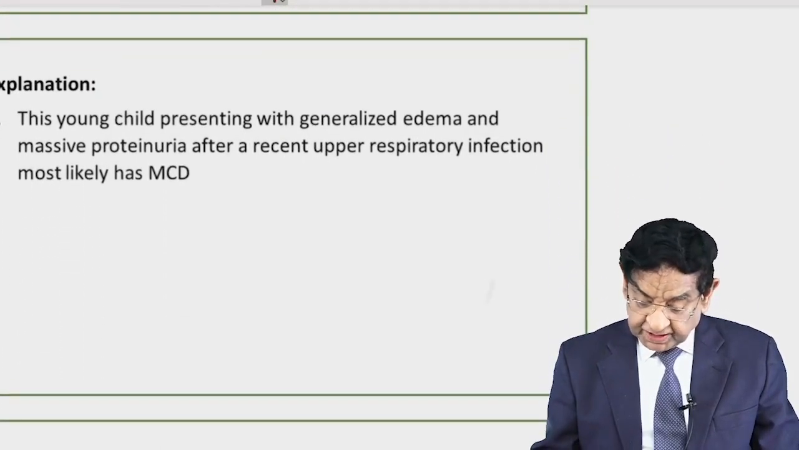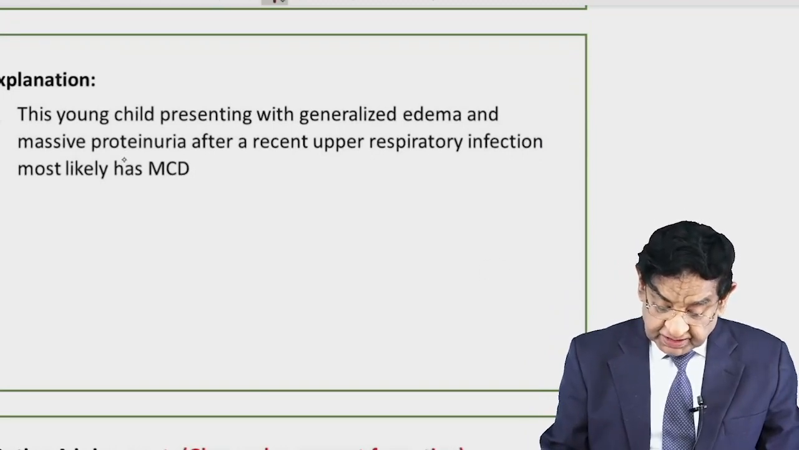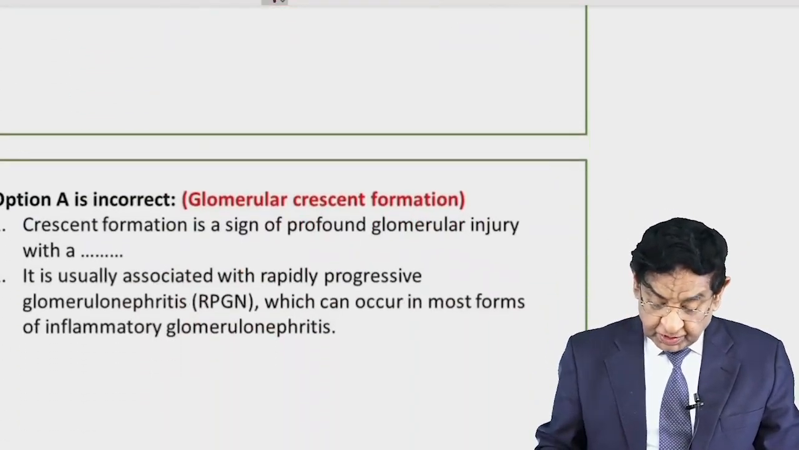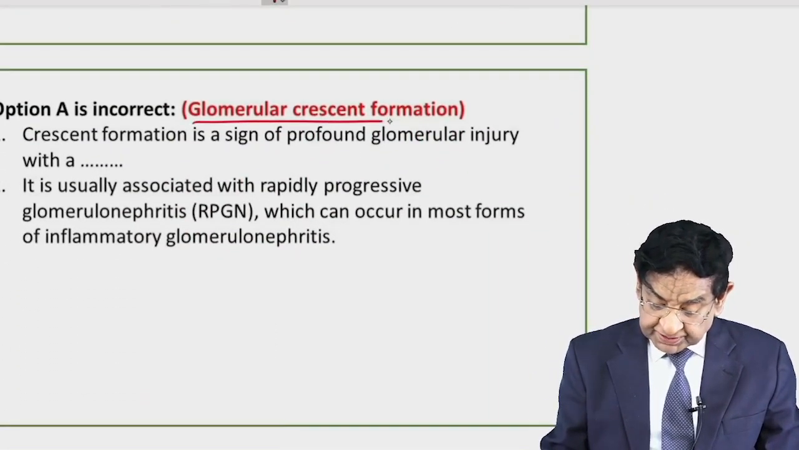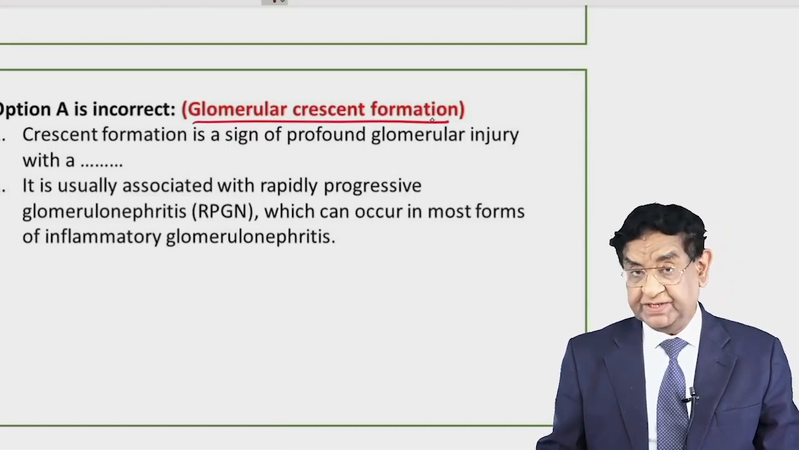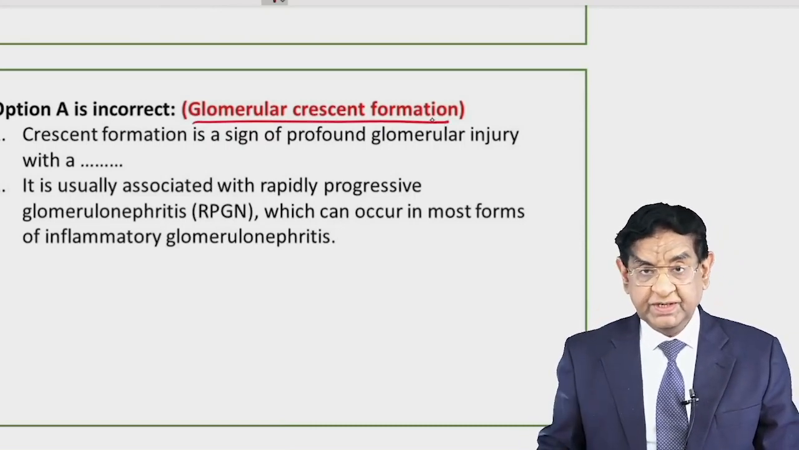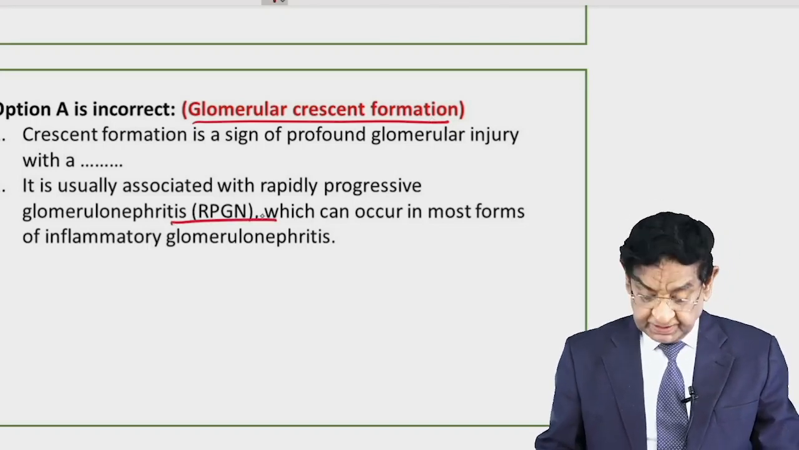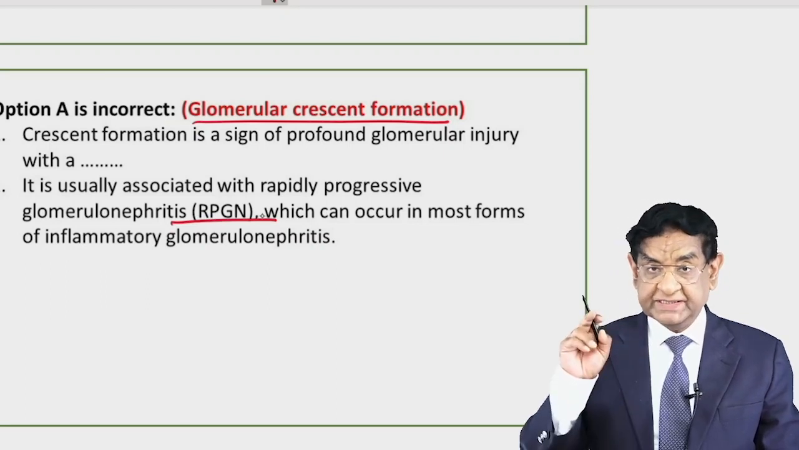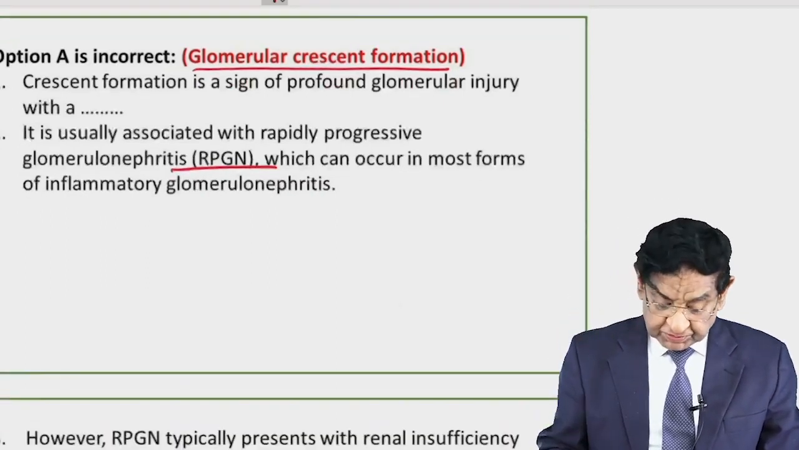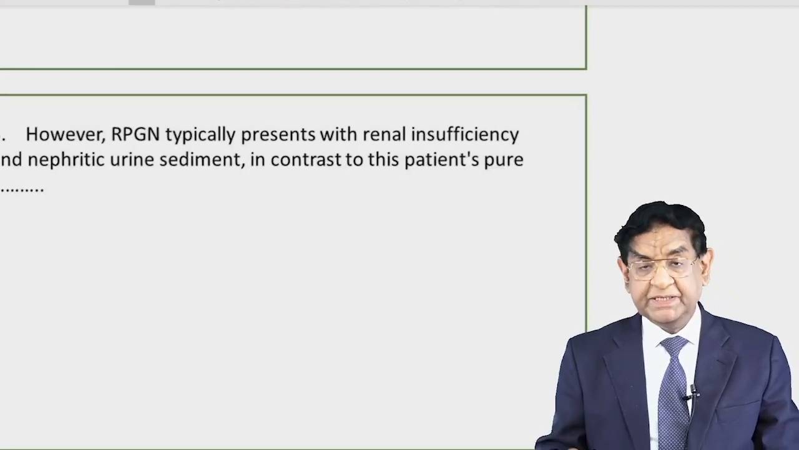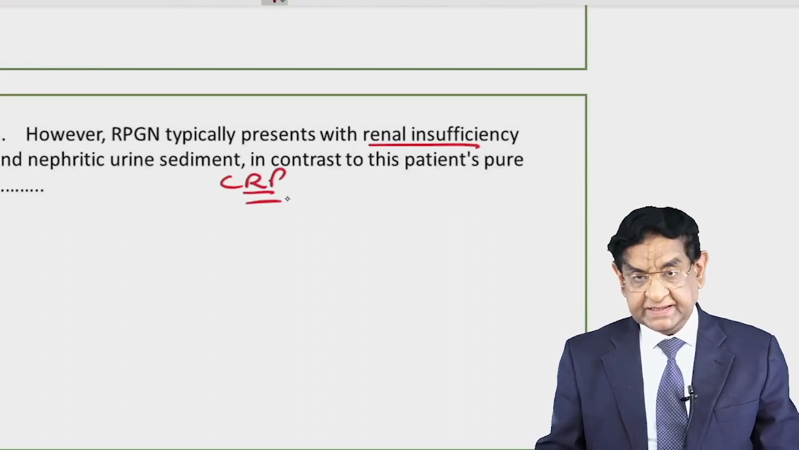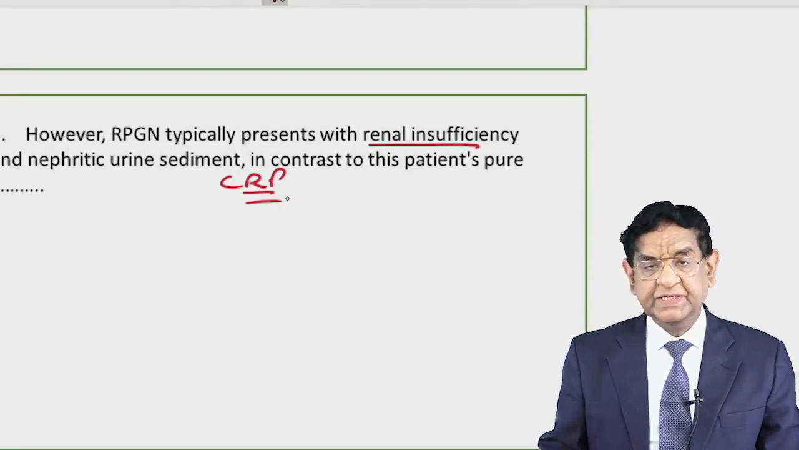However, we'll discuss the other options. So in this case, upper respiratory tract infection has led to minimal change disease. Option A, crescent formation. This is not a feature of minimal change disease. This is seen in RPGN, rapidly progressive glomerulonephritis. I have recorded a separate lecture for that. You must see that lecture also. RPGN presents as renal insufficiency, it can go into chronic renal failure. And in our question, there is no renal failure. Kidney function is normal.